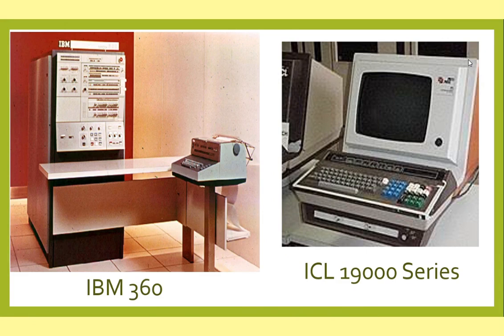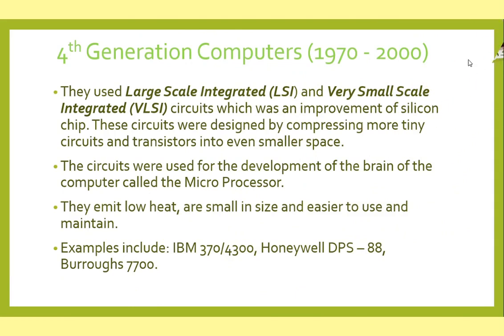Having described the third generation of computer, let us look at the fourth generation of computer, which were used between 1970 and the year 2000. The difference between the fourth generation computers and the third generation computer is that the fourth generation computer used large-scale integrated circuits and the very small-scale integrated circuits. These circuits helped in improving the performance of the fourth generation computers. It means that the fourth generation computers were faster and efficient compared to the previous computer generations.